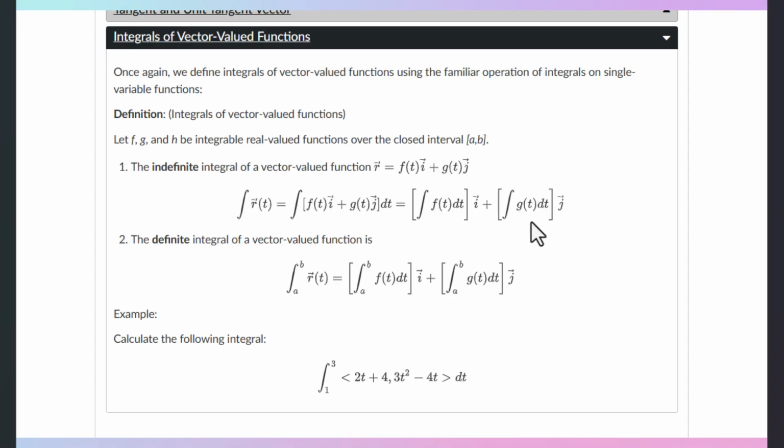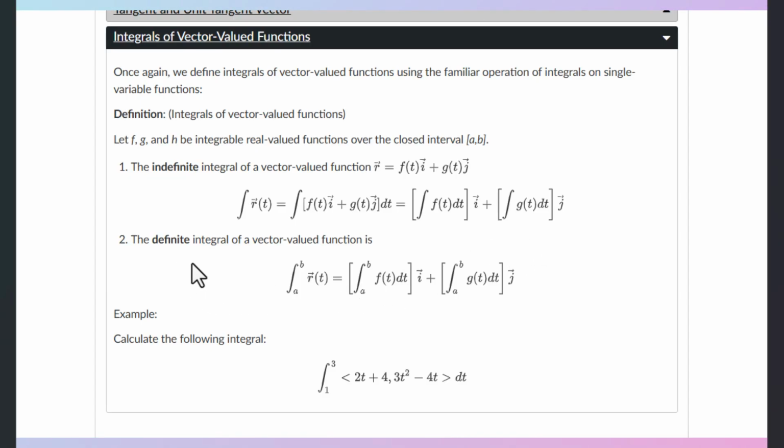As an indefinite integral, when you take this integral, you'll have a function of t for this component when you're done, and a function of t for this component. It really is the antiderivative, and you have to remember to add individual constants. So there'll be a constant for this function and a constant for the g function.